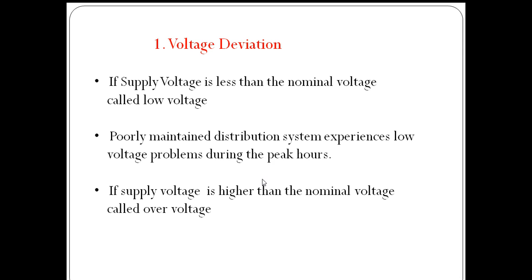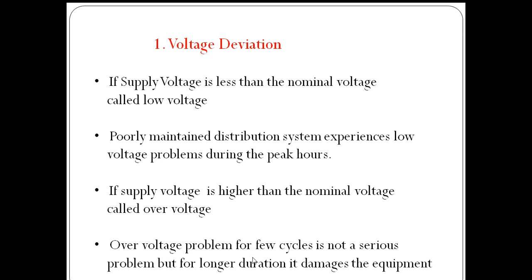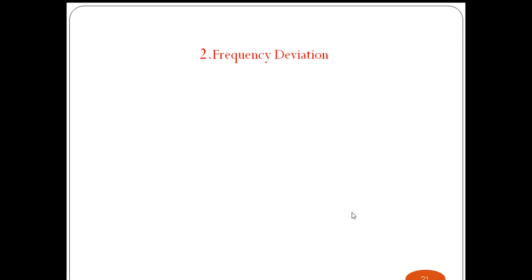Voltage deviation. If supply voltage is less than nominal voltage, it is called low voltage. A poorly maintained distribution system experiences low voltage problems during peak hours. If supply voltage is higher than nominal voltage, it is called over voltage. Over voltage for a few cycles is not a serious problem, but continuous persistence of these over voltages will cause damage to the equipment.